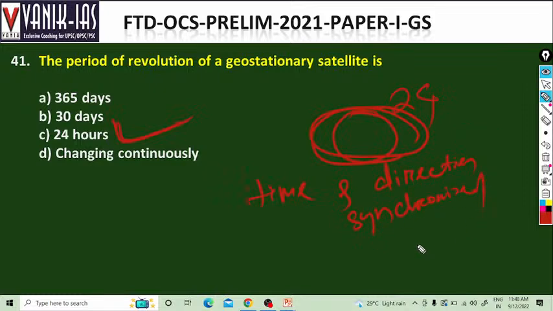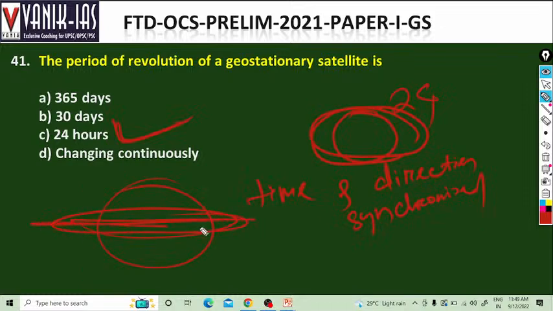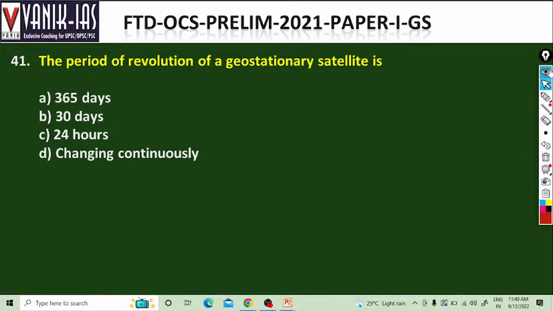So what will happen? As the earth rotates, the geostationary satellite also rotates with the earth. Persons on our surface will feel like the satellite is at rest with respect to them. So that is called a geostationary satellite. It is a part of geosynchronous satellites. Remember, a geostationary satellite rotates above in the equatorial plane. Equatorial plane means the plane passing through the equator, right? So its period of revolution is 24 hours.